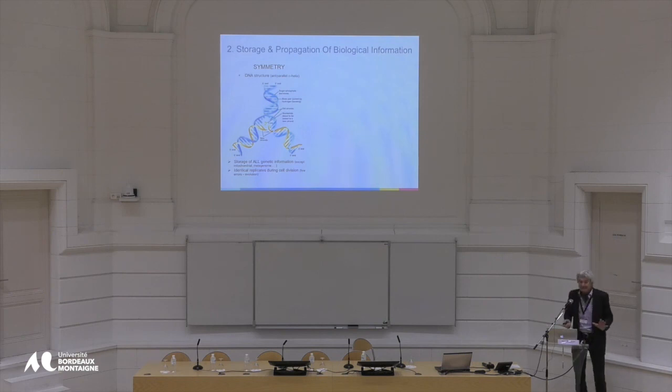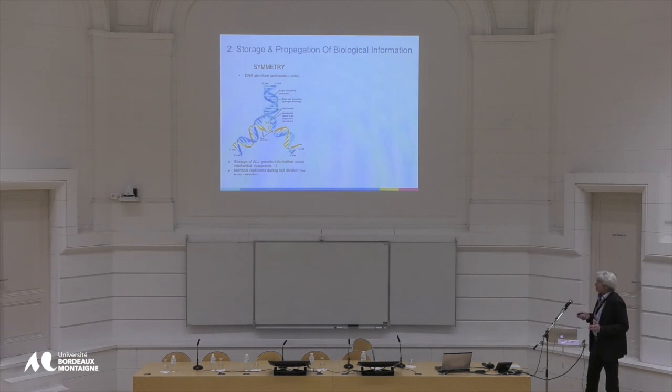This is essential because it stores all of the genetic information of an animal. So everything which an animal needs in order to generate, to survive, to live, to defend, is encoded in the DNA. And of course, the identical replication is essential for the maintenance of species, but it has also the chance for evolution because there are built-in errors in this process.